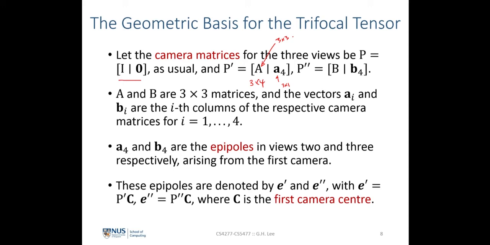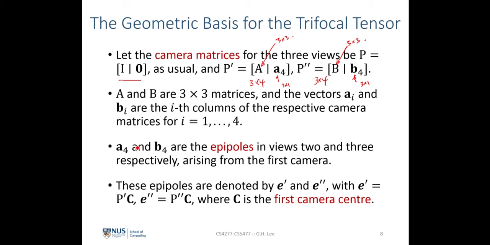And similarly, we are going to denote the camera matrix of the third view as P prime prime, and we are going to use a 3 by 4 matrix to denote this P prime prime. For the first 3 by 3 matrix, we are going to use the capital B to denote this particular matrix. And the last column, which is a 3 by 1 vector, we are going to use a lowercase b with a subscript 4, which denotes that this is the fourth column in the third camera matrix.